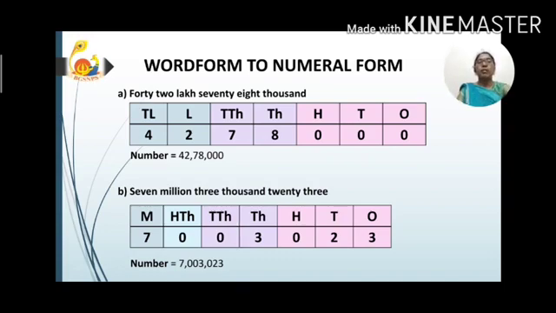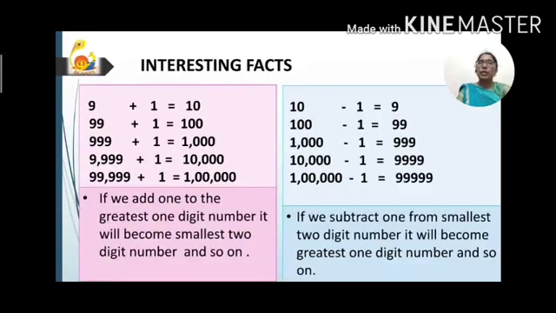Okay. Now, do you want to learn some interesting facts? Yes, let us see what it is. Now these are the interesting facts, children. Now already you know the greatest 2-digit number, smallest 3-digit number, greatest 3-digit number. What is the greatest 3-digit number, children? It is 999. What is the smallest 3-digit number? It is 100. What is the greatest 4-digit number? It is 9999. What is the smallest 4-digit number? 1000, right?